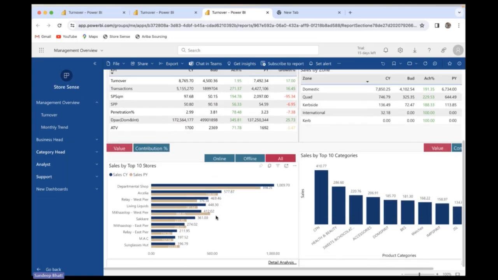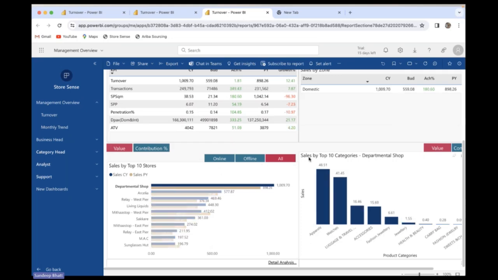Right. So say for instance, I click on department stores, and my corresponding portlet will change to sales by top 10 under department stores. So that's how I'll be able to find out which products are selling the most as far as department store is concerned. And if I would like to go into the details of all the sales by all the stores, I have a detailed analysis.